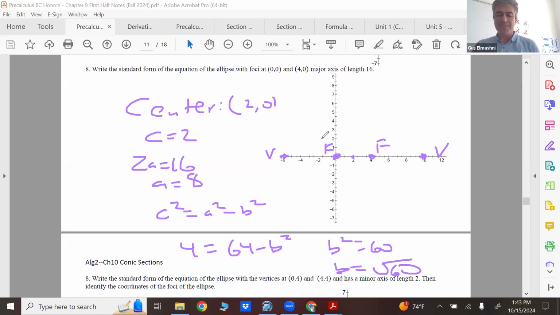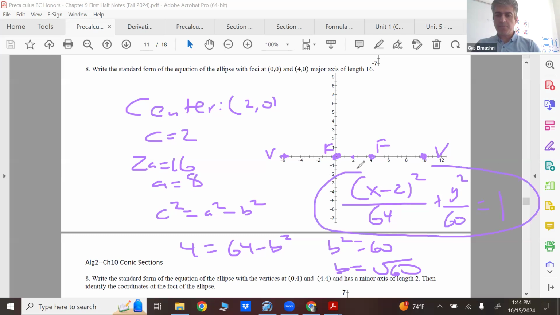All right, so B is root 60. Which is what? 7 point something, right? So I don't need a graph necessarily, but I now have enough to make the equation, right? X minus 2 squared over 8 squared, or over 64, plus y squared over 60 equals 1. That's kind of hard to read. Let me put equals 1.